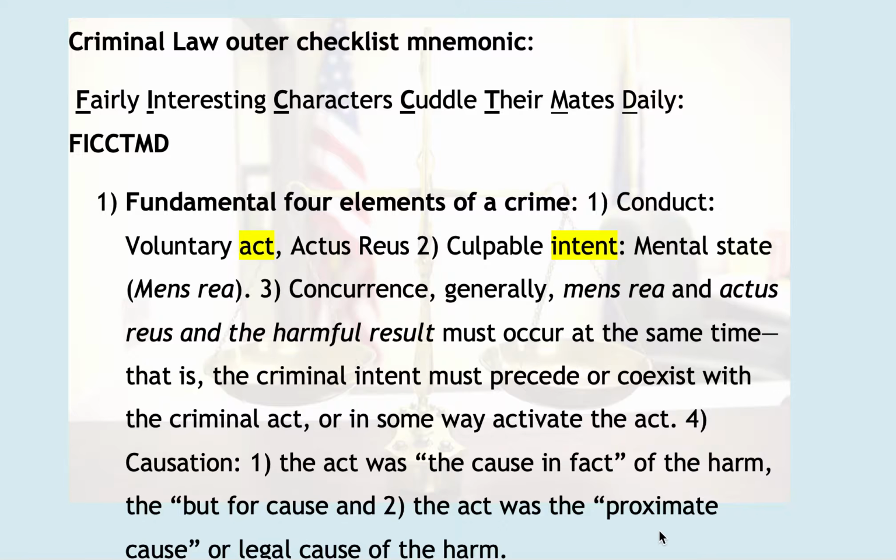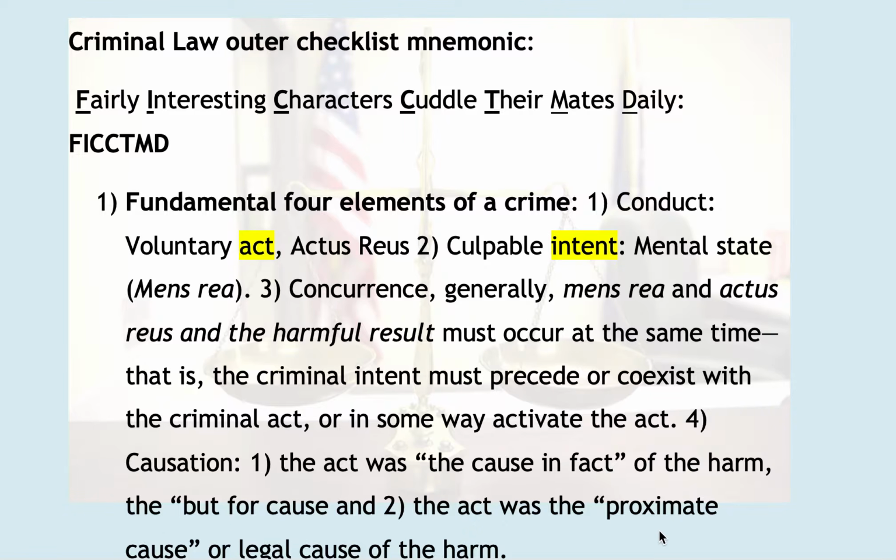And this is basically the outer checklist, and then as I get into it further, there will be details. And I may repeat some of the crimes. Okay, so basically for your essays and your multiple choice, at least for the multiple choice, assume common law unless they otherwise tell you.